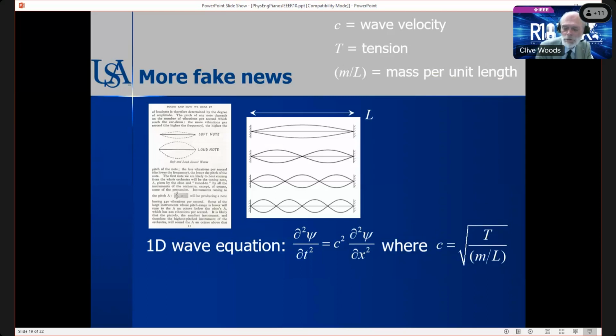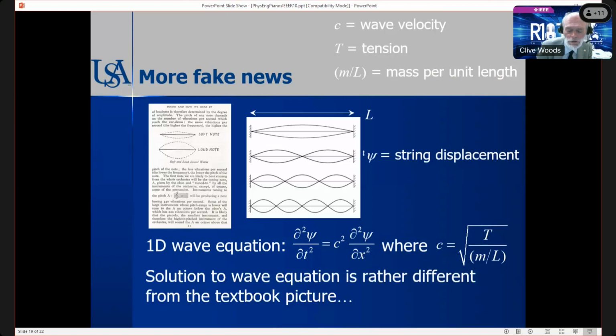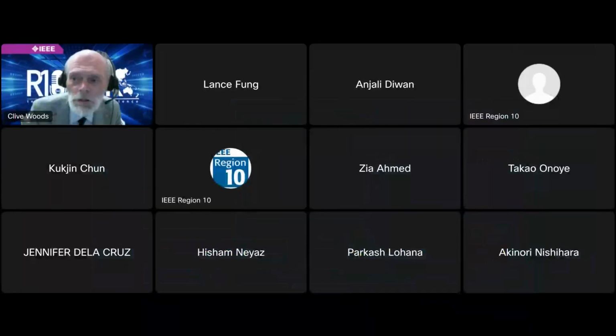And we know that the speed is given by that formula C. And the precise shape of the string vibration you get by solving that wave equation. And at this point I want to stop sharing and show you an Excel spreadsheet that shows you exactly what the solution to that 1D wave equation is. So I'm going to stop sharing and then share differently.